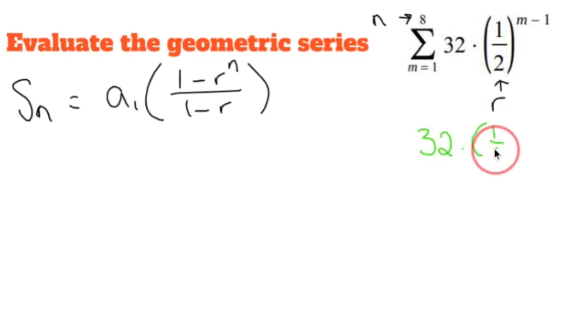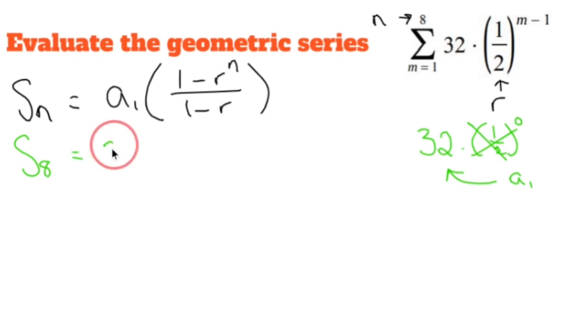32 times 1/2 to the 1 minus 1 is 1/2 to the 0th power. Anything to the 0th power is 1, so 32 times 1 is 32. There's my first term. So the sum of the first 8 terms in this geometric series is going to be 32 times 1 minus r, which is 1/2, to the n. So let me put parentheses around that to make that look better. N was 8, over 1 minus 1/2.